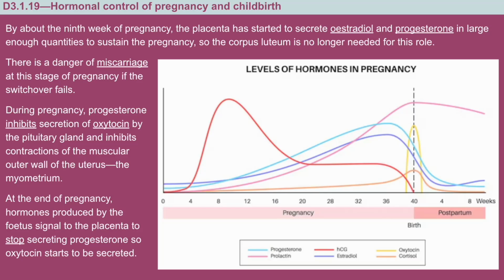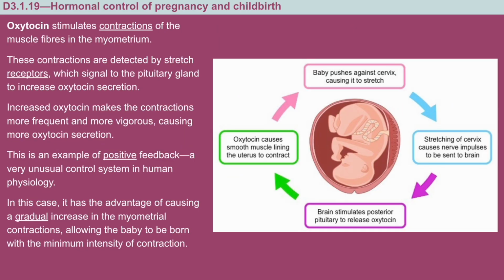During pregnancy, progesterone inhibits secretion of oxytocin by the pituitary gland, and inhibits contractions of the muscular outer wall of the uterus called the myometrium. So at the end of pregnancy, hormones produced by the fetus signal the placenta to stop secreting progesterone, so then oxytocin starts to be secreted. Now oxytocin is what stimulates contractions of the muscle fibers in that myometrium.